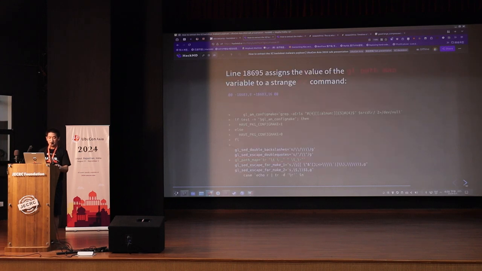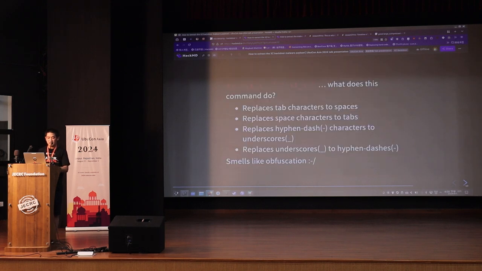Okay, and in line 18695, it assigns a value using a strange tr command. The tr command essentially does the translation from one set of characters to another set of characters. And what does this command do? It essentially replaces tab with space, space with tab, hyphen/dash with underscore, and underscore with hyphen/dash. Yeah. So it's kind of like an obfuscation. Sorry, I really don't know how to pronounce this word.